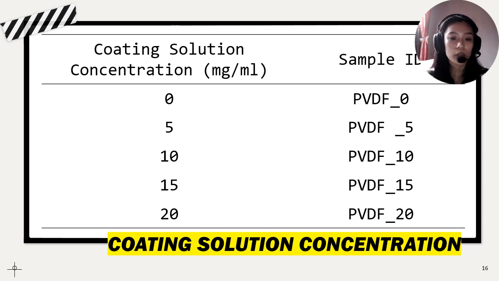We also coated or modified the surface of the membrane, and these are the following coating solution concentrations with the spray coating, with the automatic spray coating equipment. 5, 10, 15 were the coating solution concentrations, and these are their sample IDs. And we used an operating pressure of 0.1 atmosphere and a scan rate of 3000 millimeter per minute.